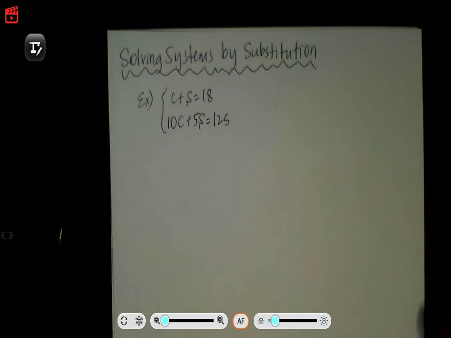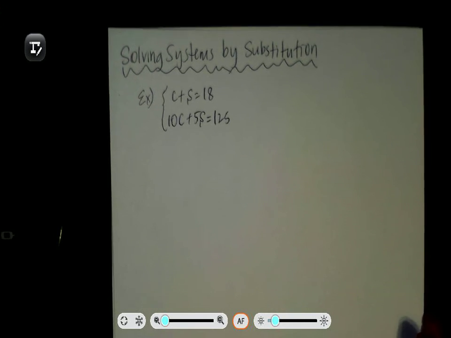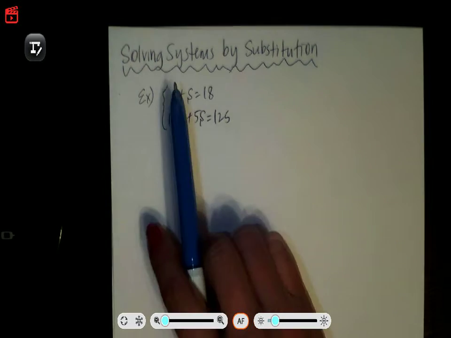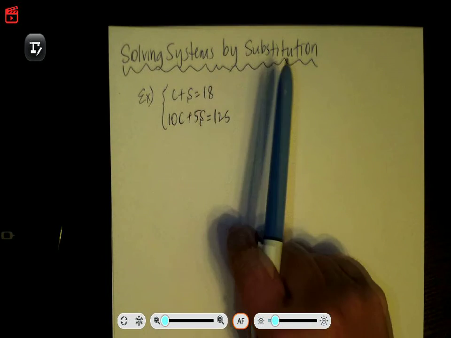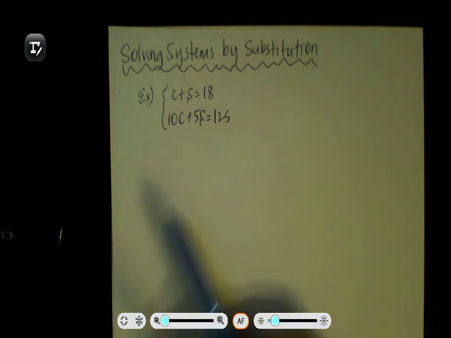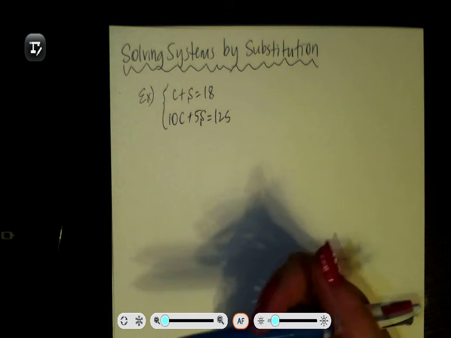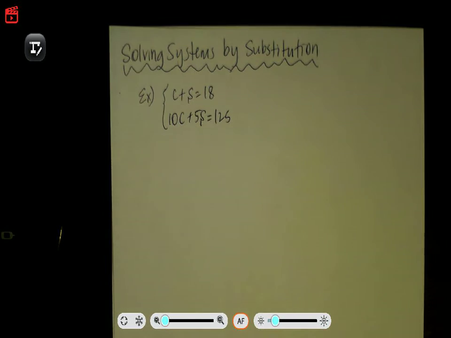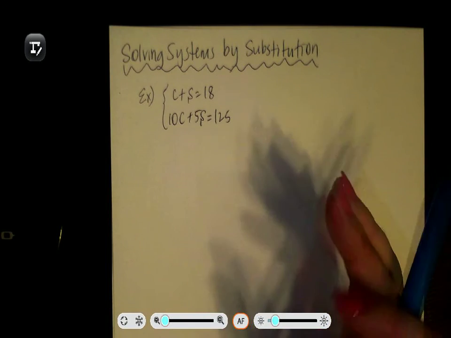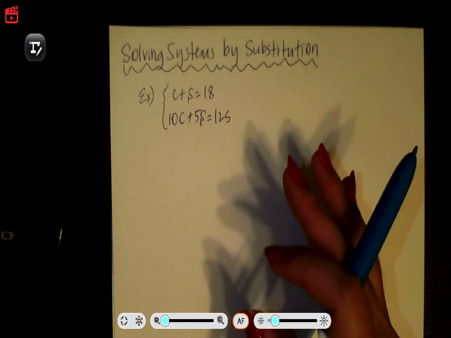Hi guys. I'm actually going to do a regular lesson about how to solve a system of equations by using substitution. Now, you guys know what the word substitution is. Like, say that I gave you an equation and I said substitute x is equal to 5. What that means is wherever you see an x, you're going to plug in a 5, right?